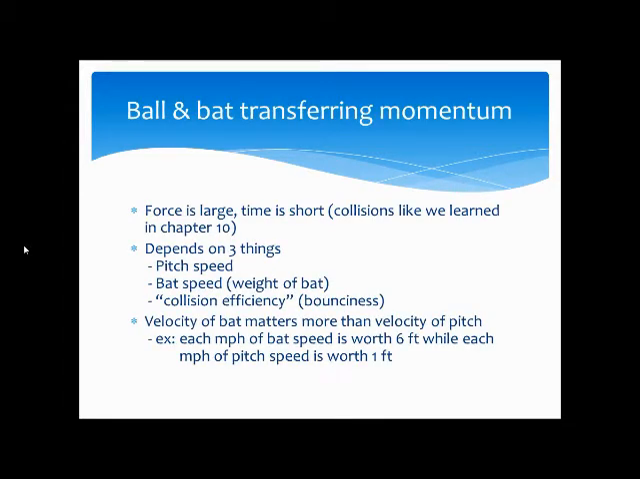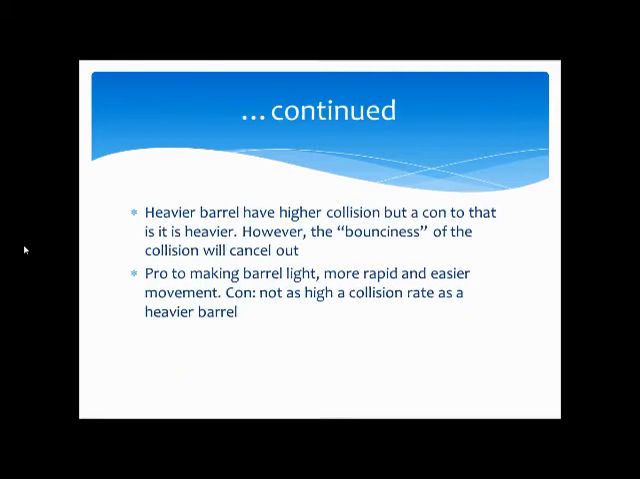For the bat and the ball transferring momentum, the force is large and the time is short, so it's like the collisions we learned in Chapter 10. It depends on three things: the pitch speed, the bat speed and the weight of the bat, and the collision efficiency, or the bounciness of the ball. The velocity of the bat matters more than the velocity of the pitch. For example, each mile per hour of bat speed is worth 6 feet, while each mile per hour of pitch speed is worth only 1 foot.